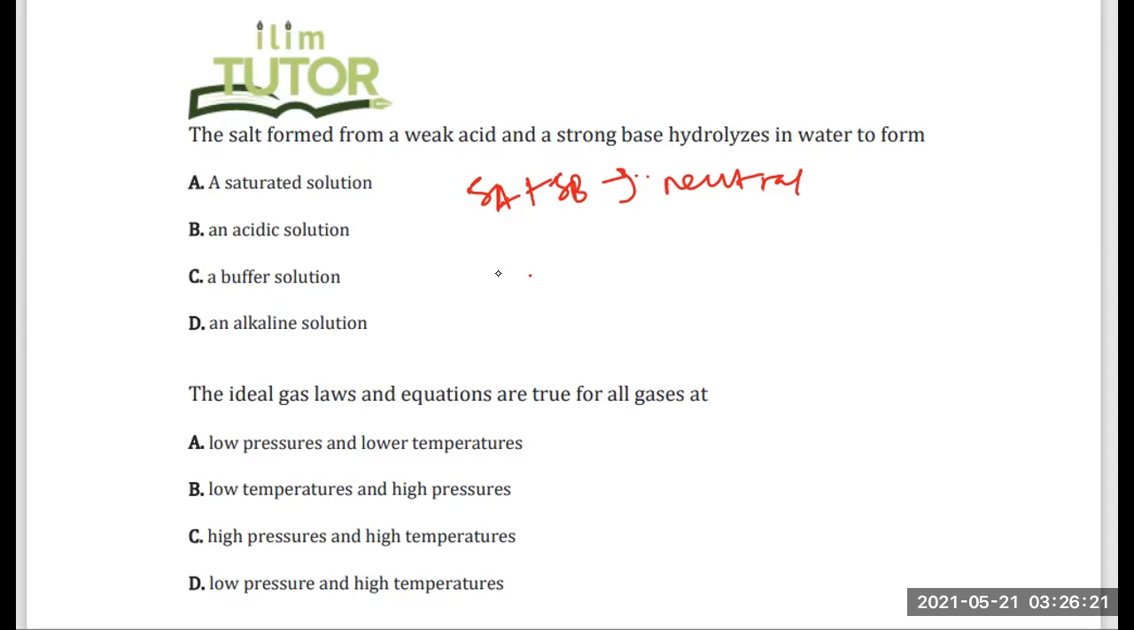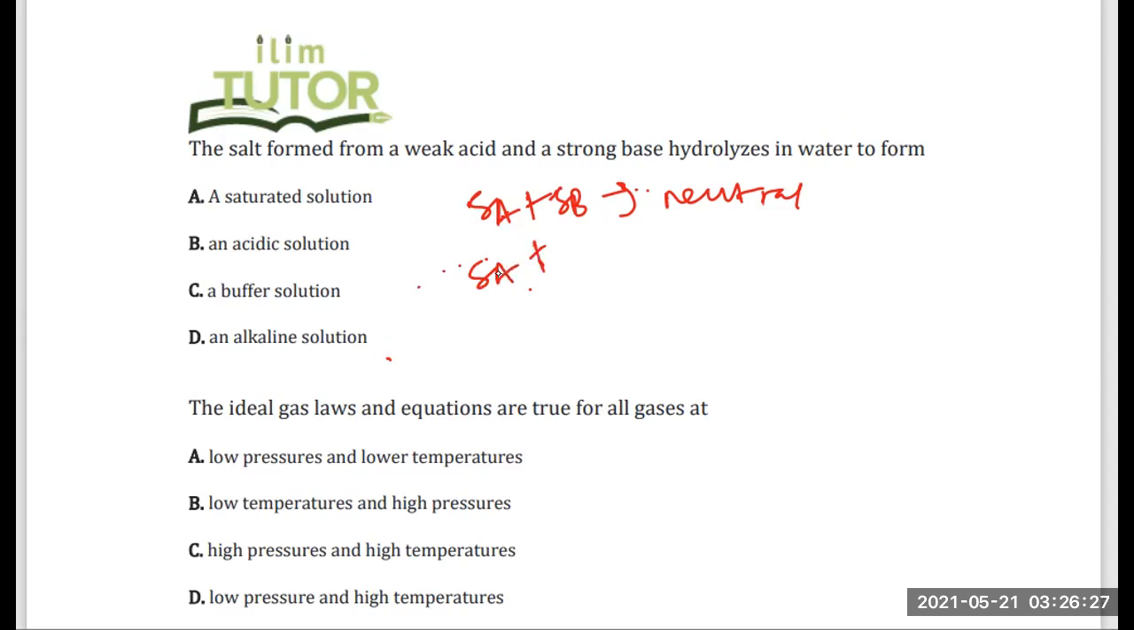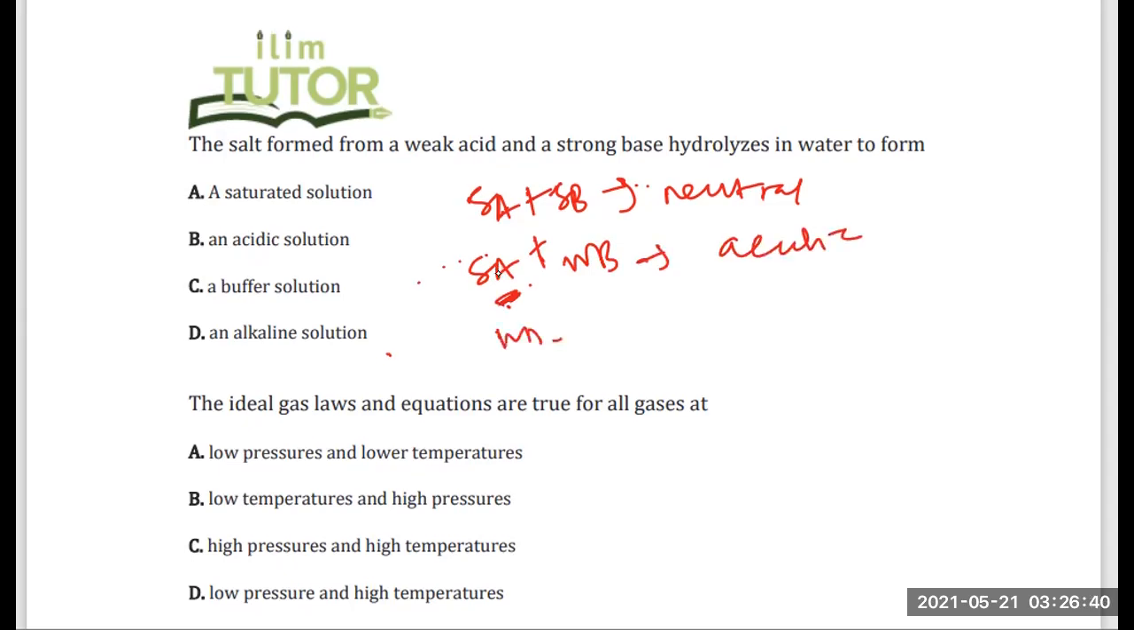But if it is a strong acid and a weak base, this helps us quickly: strong acid, so we expect that it will be acidic. If it is a weak acid versus a strong base, the stronger one will dominate, so it will be alkaline. I think that makes it a bit easier for us.